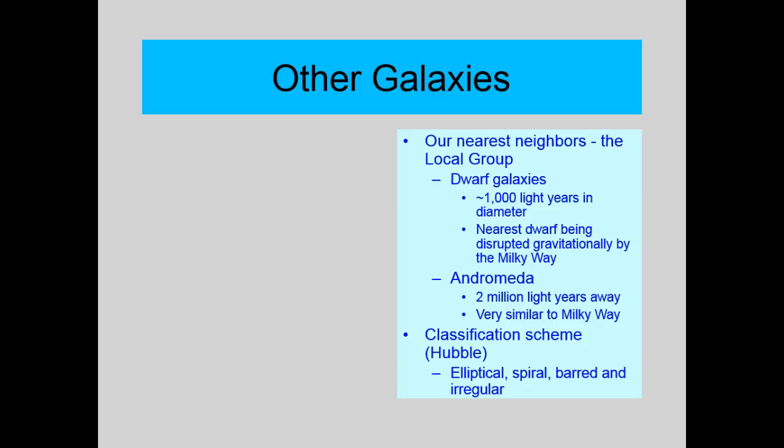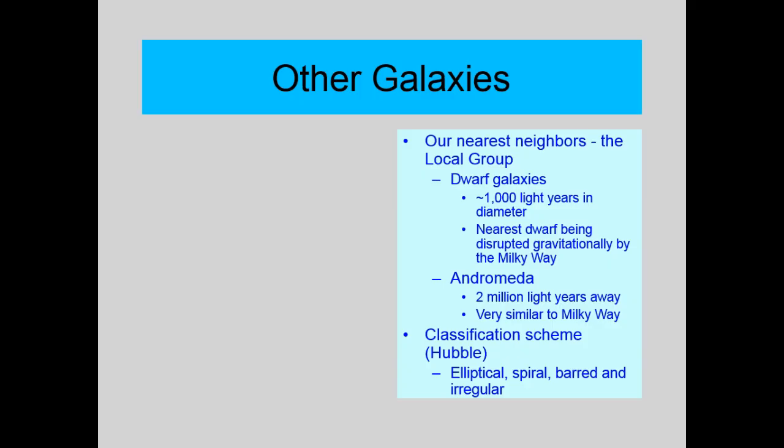Other galaxies. Okay. Our nearest neighbors, meaning the Milky Way's nearest neighbors, is called the local group. And this local group consists of some dwarf galaxies. Now, whereas the Milky Way was like 100,000 light years in diameter, these dwarf galaxies would be more like 1,000, like 1/100th the size of that diameter. So about 1,000 light years in diameter. Still pretty big, but nowhere close.